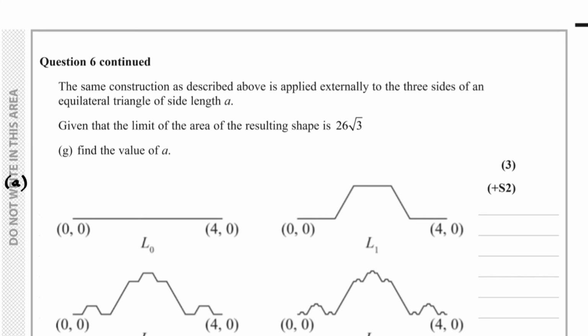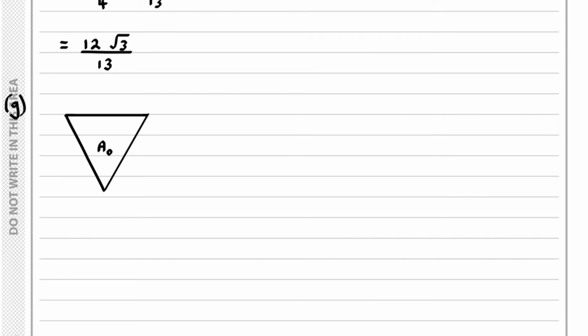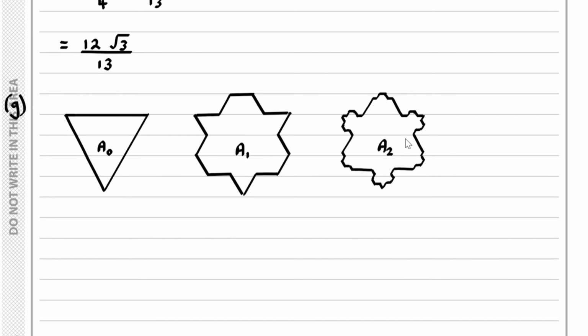Now to do this question, let's draw a series of diagrams. We start off with this triangle, and each of these sides we apply this construction. So for the next one, we replace this one with the trapezium situation for each of the sides. So here is A1 and here is A2, and then we continue on up to A3, A4, and so on and so forth. Now each of these sides of a triangle have length A.